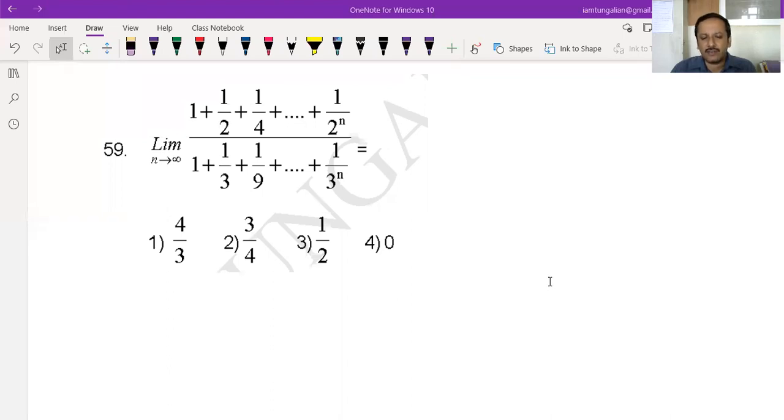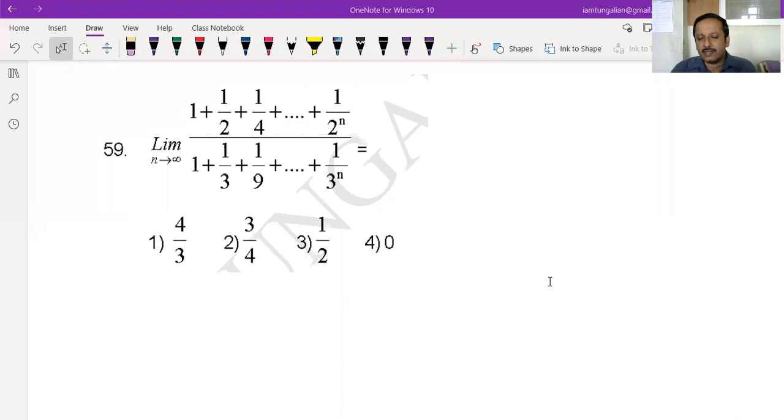Limit n tends to infinity, 1 plus 1 by 2 plus 1 by 4, etc., up to 1 by 2 power n, divided by 1 plus 1 by 3 plus 1 by 9, etc., till 1 by 3 power n. Look at the numerator. You have 1 plus 1 by 2 plus 1 by 4, etc., till 1 by 2 power n. So the numerator is in GP, right? It is in geometric progression with the first term 1 and common ratio 1 by 2.